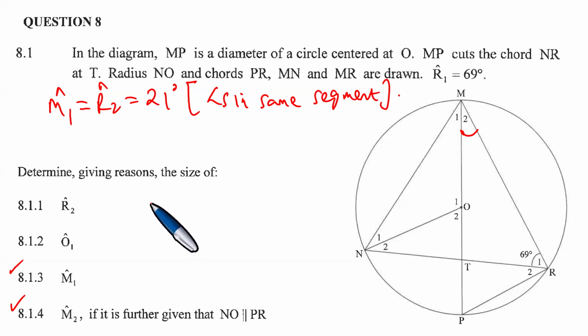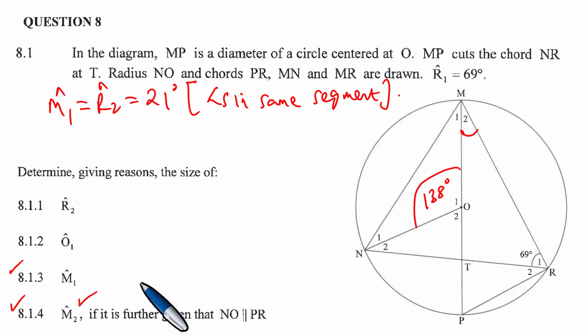So we want to find the size of the angle M2, right? I think we found the angle O1, which is equal to 138 degrees. Now find the angle O2, because it is related to this one, 138 degrees. So what is the size of the angle M2?